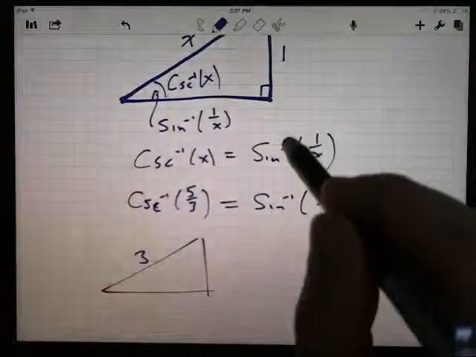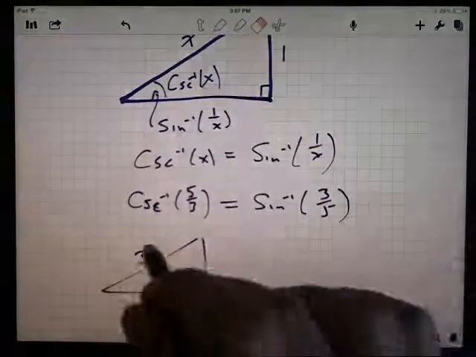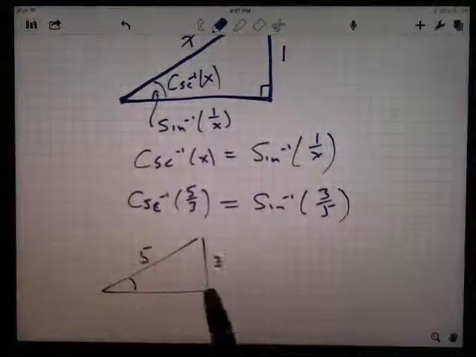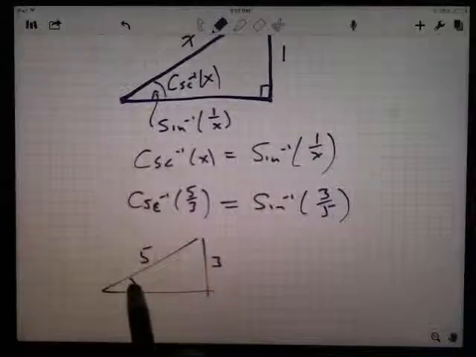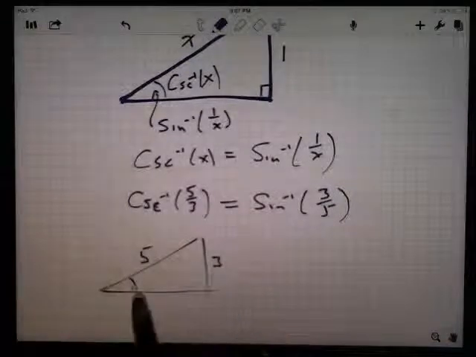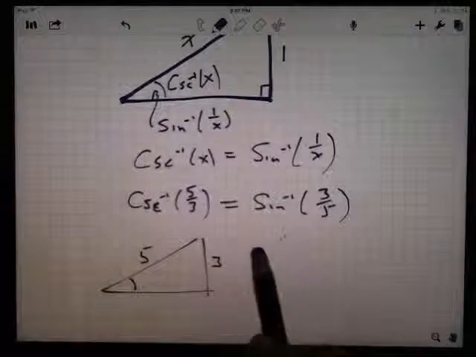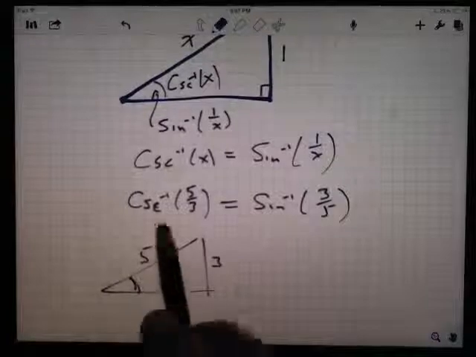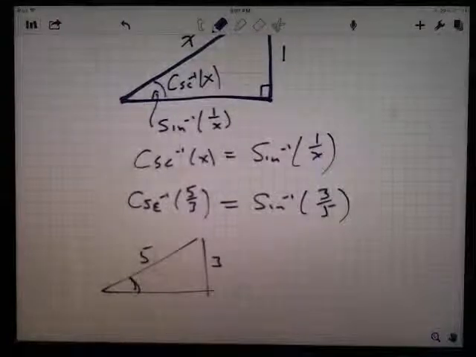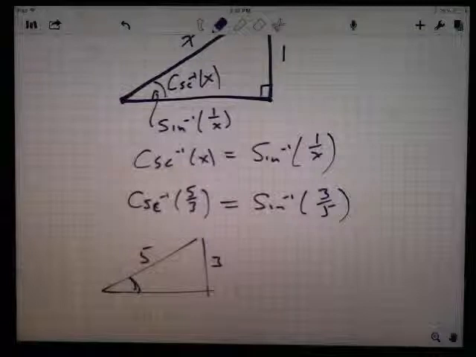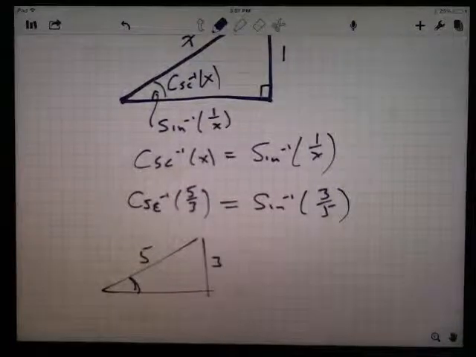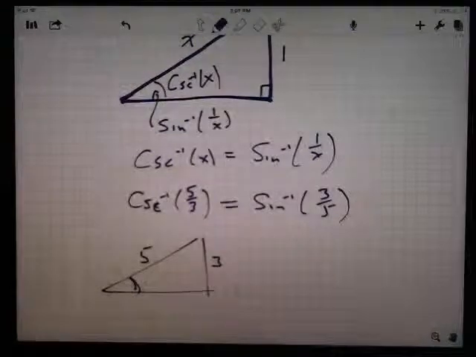Okay, so the picture looks like this. This angle right here might have a cosecant of 5/3. This is the angle whose cosecant is 5/3. It's also the angle whose sine is 3/5. This angle is described two different ways. Something important came up here. The input to the cosecant inverse has to be bigger than 1 or less than -1.